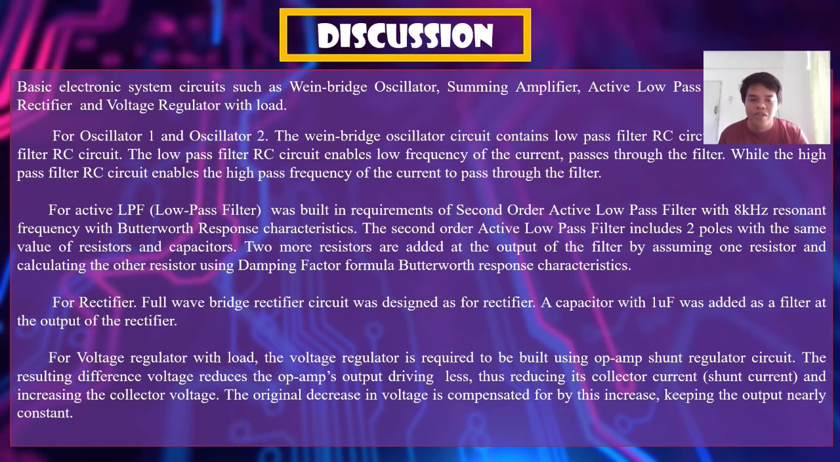And lastly, for the voltage regulator with load, the voltage regulator is required to be built using an op-amp shunt regulator circuit. The resulting difference voltage makes the op-amp output drive less, thus reducing its collector current, also known as the shunt current, and increasing the collector voltage. So the original decrease in voltage is compensated by this increase, keeping the output nearly constant.